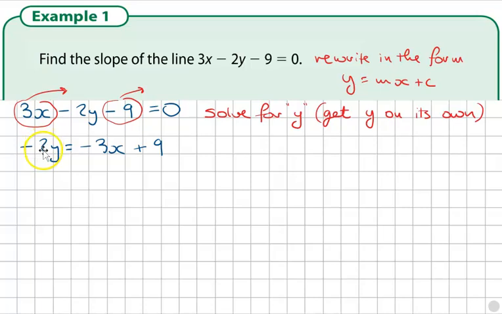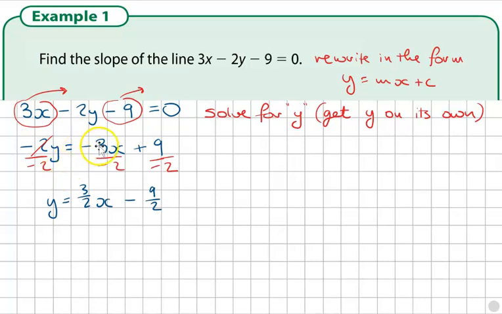So we still have minus 2y, that stays the same. Next we have equals, and then the 3x comes over to become minus 3x, and the minus 9 comes over to become plus 9. Next, we're going to divide every term by the number stuck onto the y. So minus 2 is stuck onto the y, so we divide by minus 2, divide by minus 2, divide by minus 2. Now, minus 2 divided by minus 2 is 1. Anything divided by itself is 1. So technically, you get 1y, which is just y.